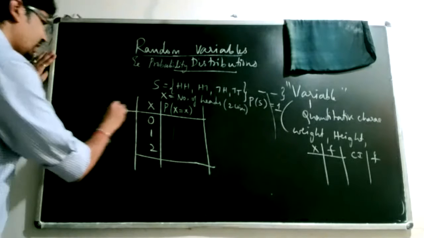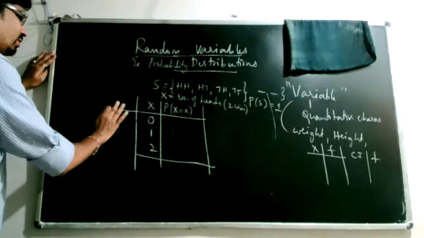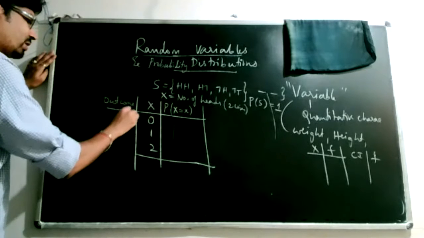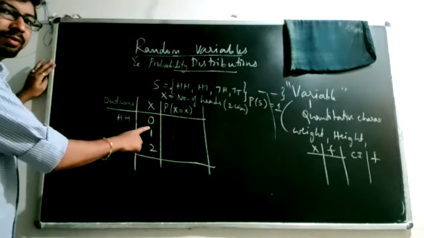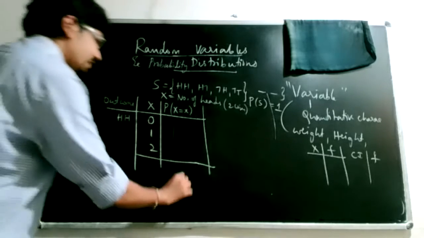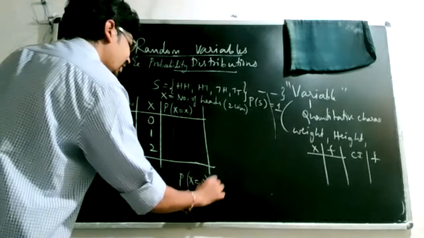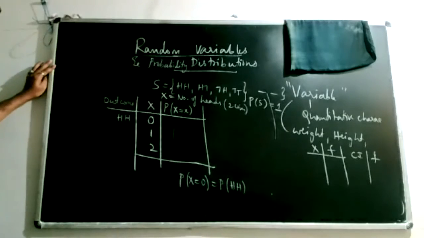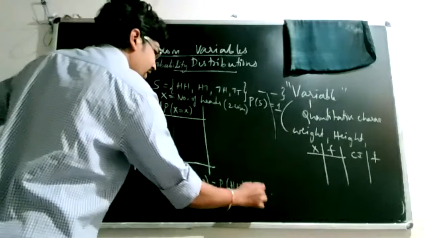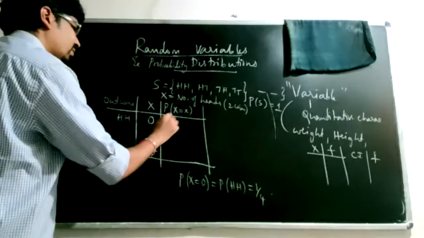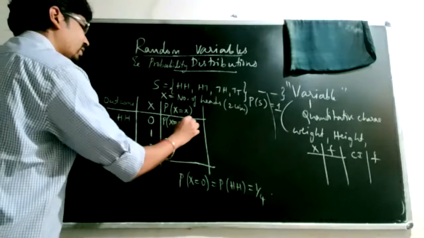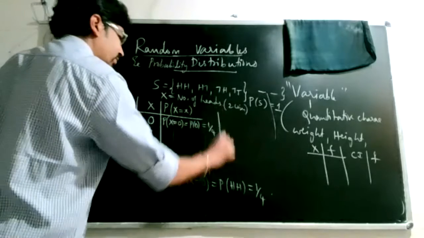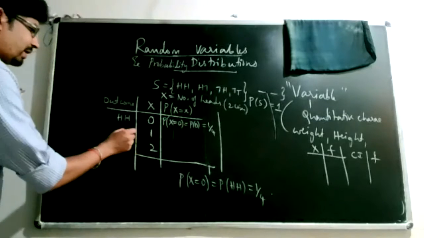x is equal to 0 happens when your outcome is HH. So if your outcome is HH, only then you can observe 0. So if I say P of x is equal to 0, it is actually the probability of observing both heads, and it is 1 out of 4 cases, therefore it is 1 by 4. So here we write P of x is equal to 0, or P of 0 is equal to 1 by 4.